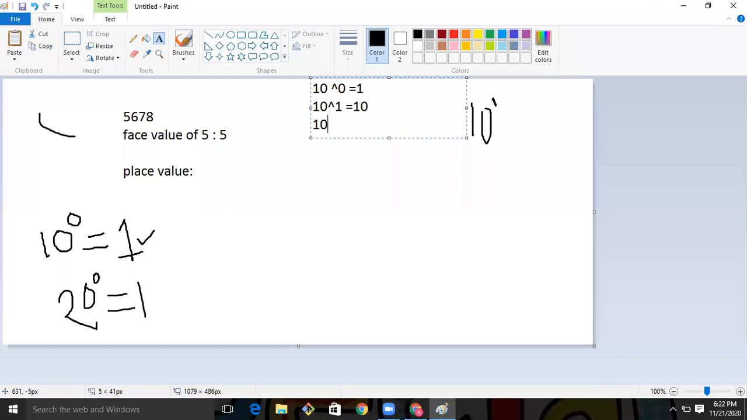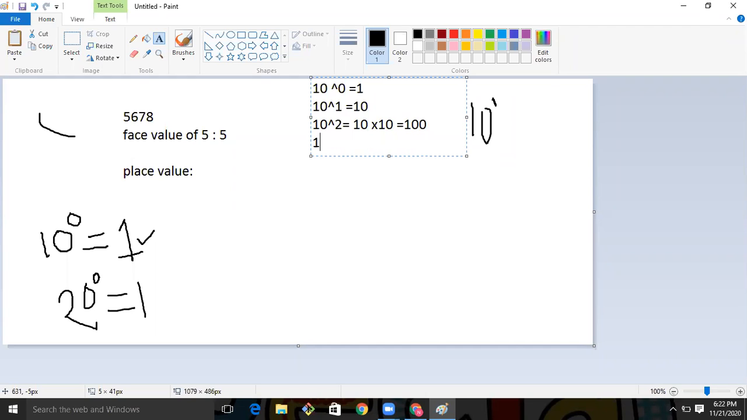Next I am writing 10 to the power of 2. 10 to the power of 2 is nothing but what? It will be 10 into 10. So 2 tens we are multiplying here. 10 to the power of 2 means 2 tens we are multiplying. The value is 100. Excellent, Nana.